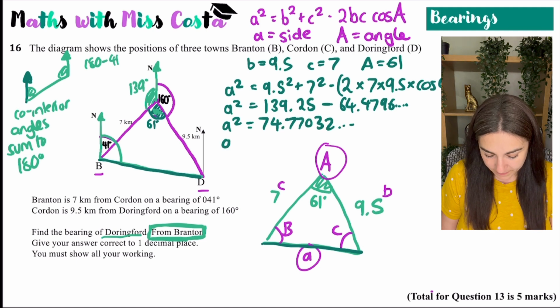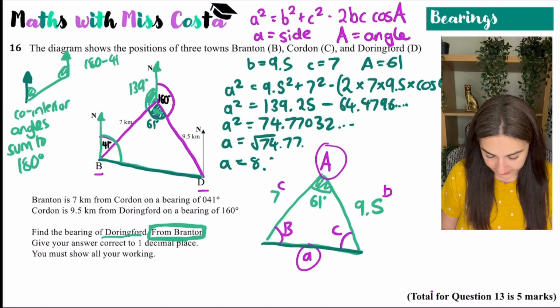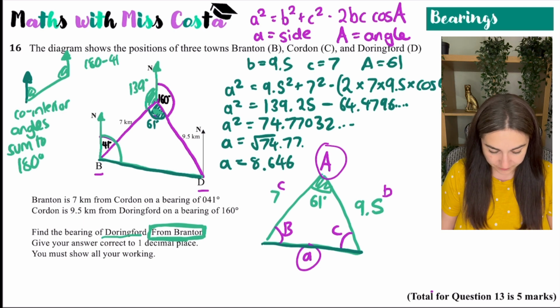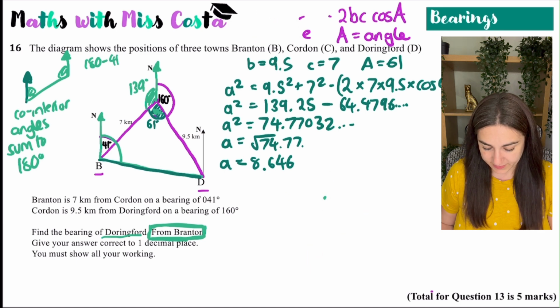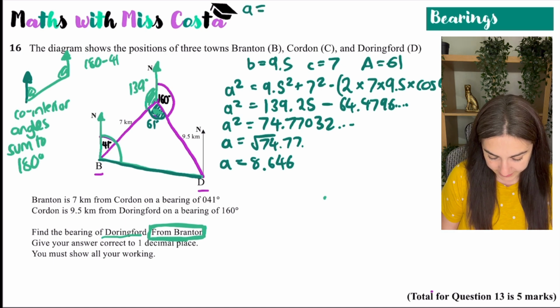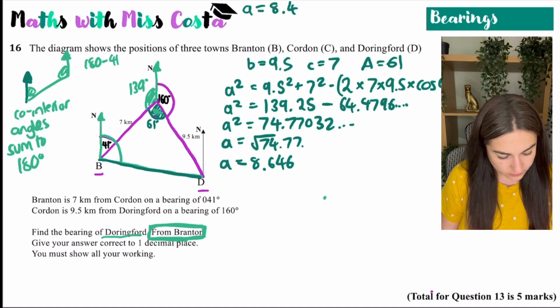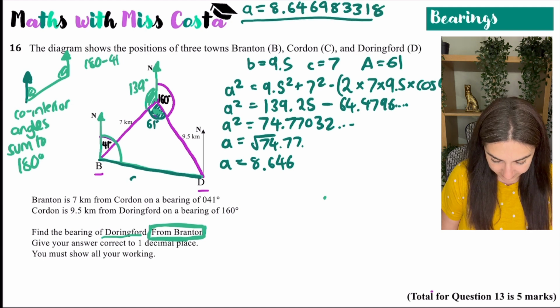74.7703 and so on, and a is going to be the square root of this. So a is the square root of answer, which is 8.646. I'll rub this out so there's room for it. Actually, I'm going to write it out here just in case I need the full value later: 8.646983318. Okay, so this is the length of this side here.